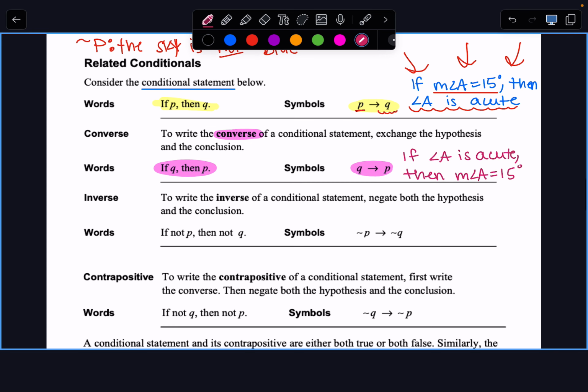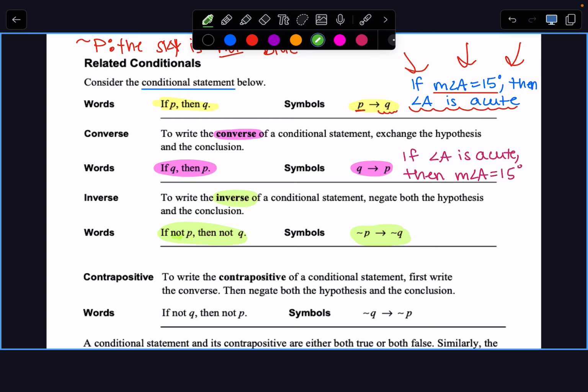Okay? All right. Next, we have what's called the inverse. The inverse, we're taking the original order of P then Q, but it's the negation of P implies the negation of Q. Not P implies not Q. You see that notation right there? Not P implies not Q. Okay. So what would that look like?